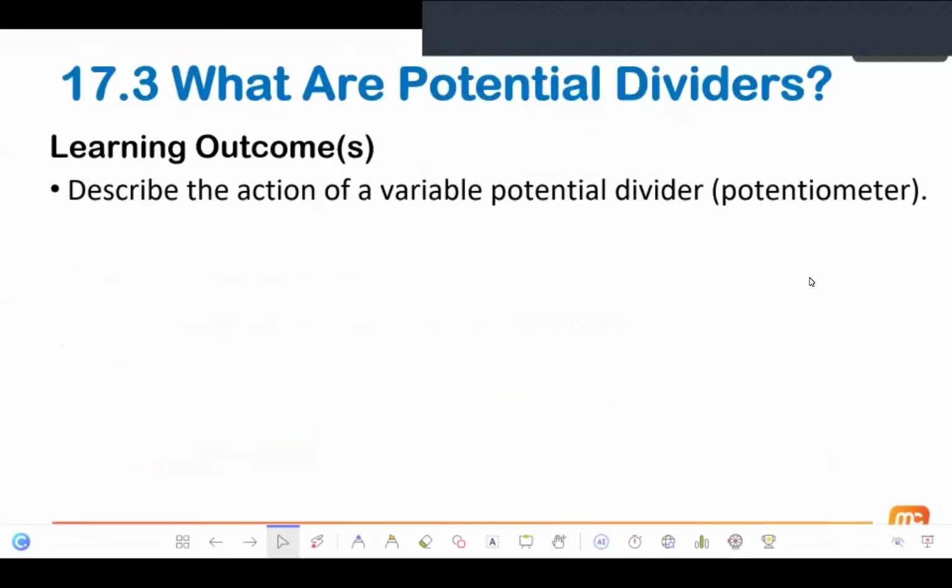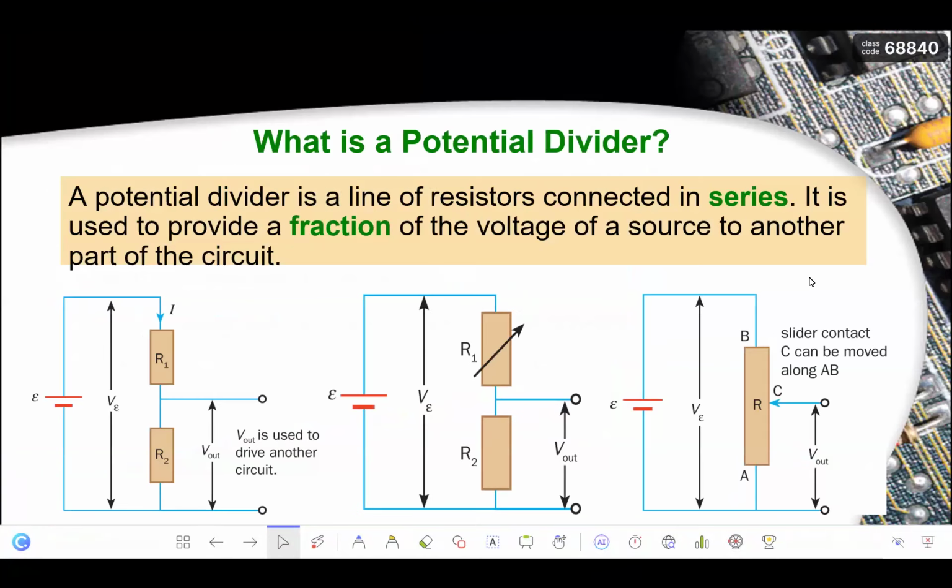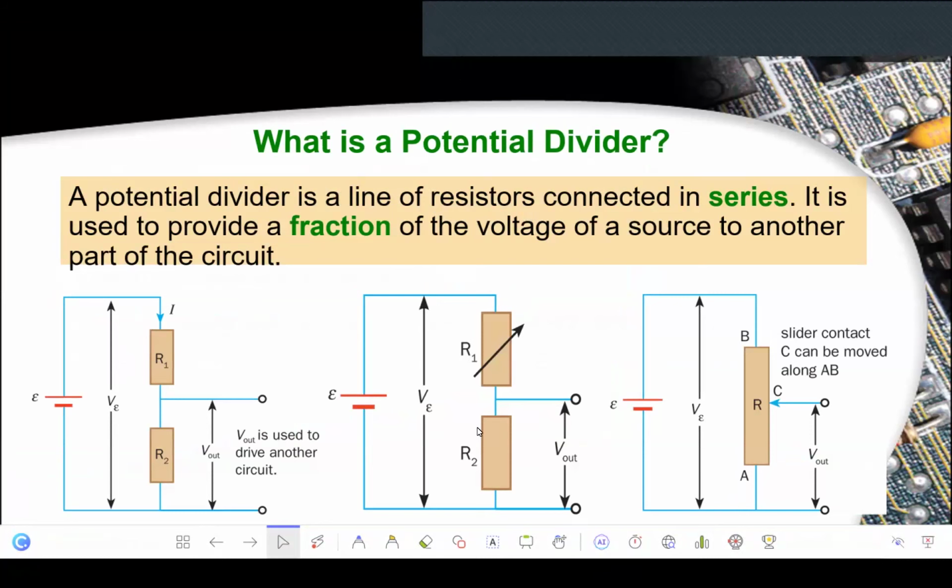Okay, so what is exactly a potential divider? Just by the name, it is to divide the potential difference. A potential divider usually consists of a line of resistors connected in series. As you can see over here, I have two resistors in series, or I can have a variable resistor and another resistor in series, or I can just have a sliding contact. Okay, so this entire bar R is my resistance.